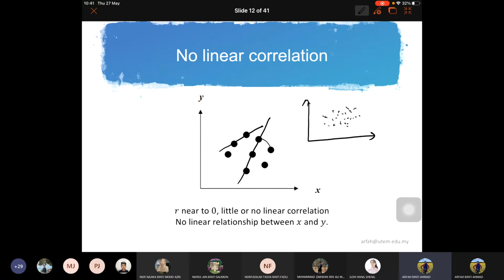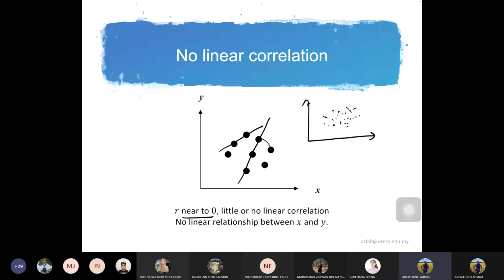So, R is near 0. In this case, that means maybe 0.5 or 0.3, but it is very close to 0. So there is little or no linear correlation at all. We can say from here that there is no linear relationship between the independent variable x and the dependent variable y. Okay, understood?